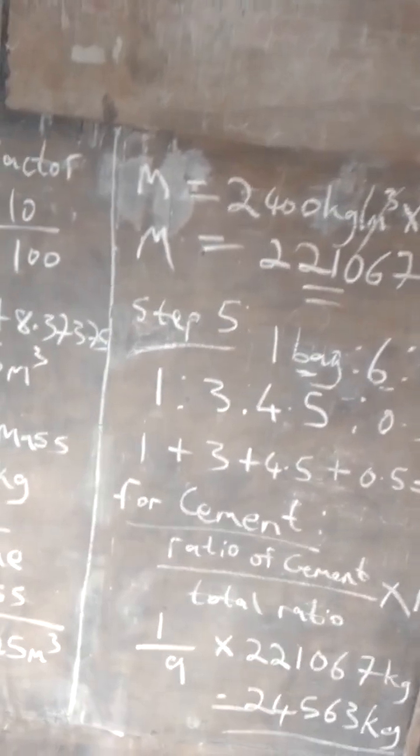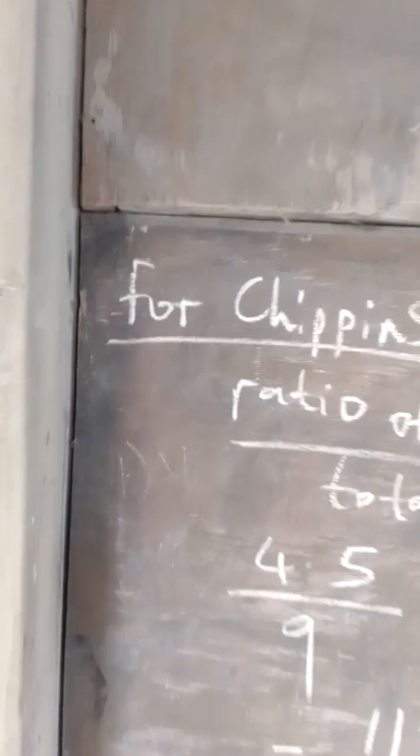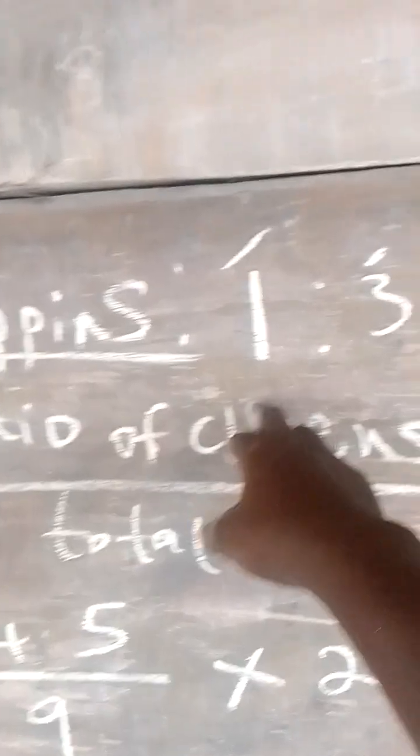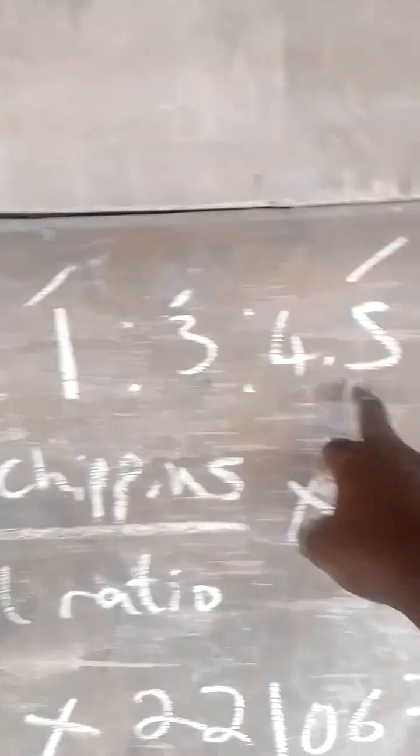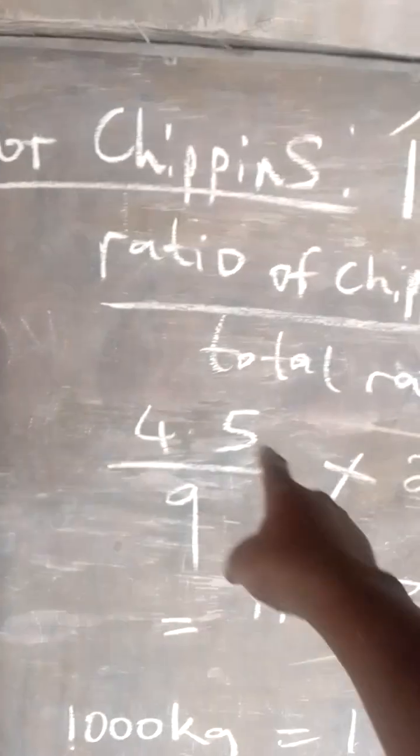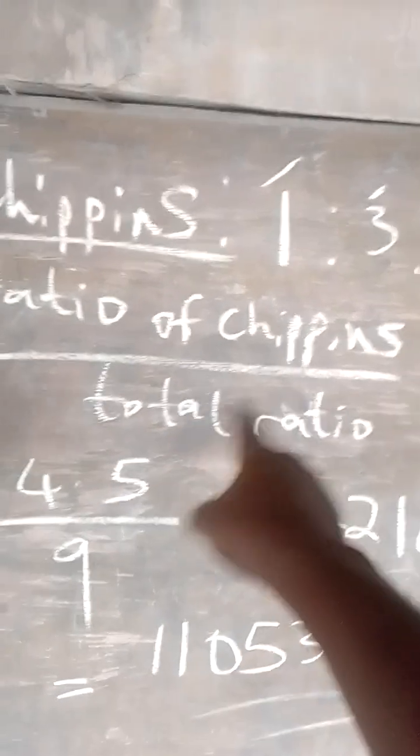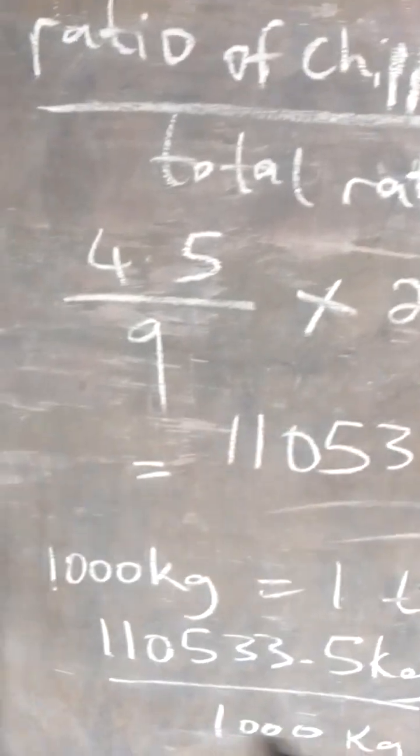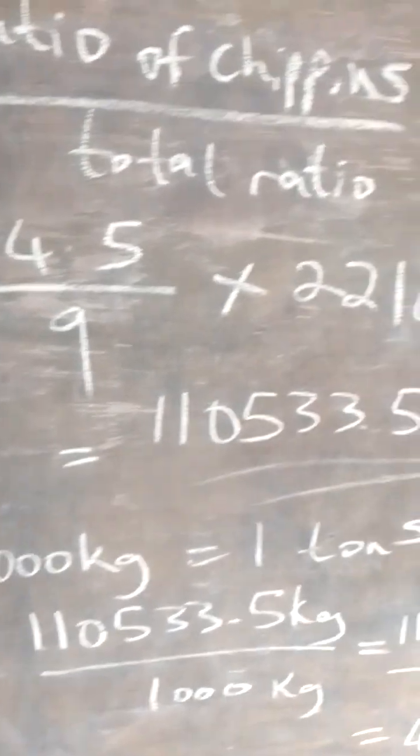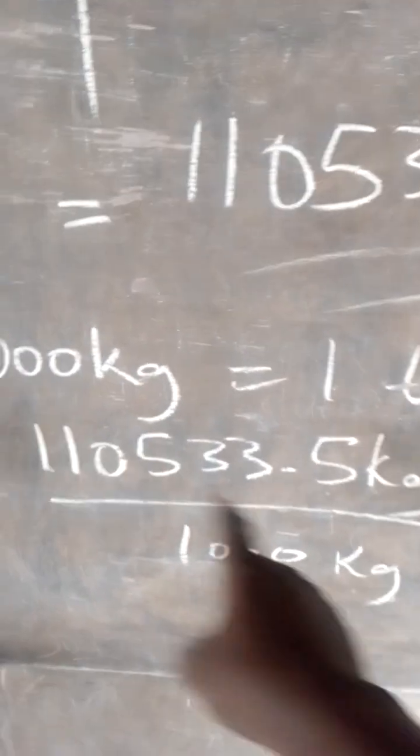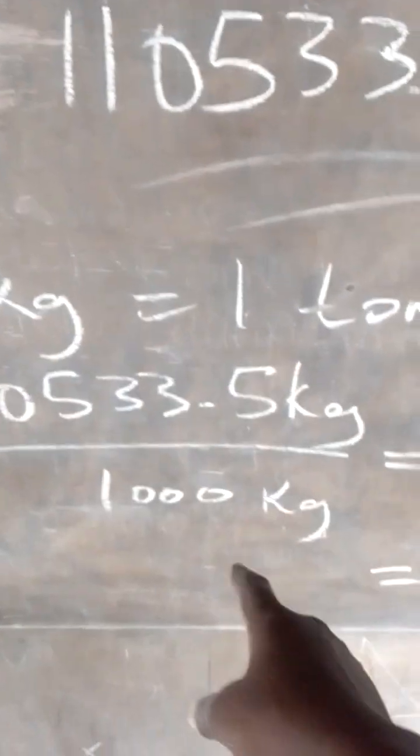Due to the interest of people, I will add more, and that more is to give you the chippings. Using the same thing, we did sand, we did cement, we did chippings. The chippings is the same formula: 4.5, the ratio of chippings over total ratio, times the mass of concrete. We did it and we got this kg. Then we have to convert it to tons to know what we are doing.